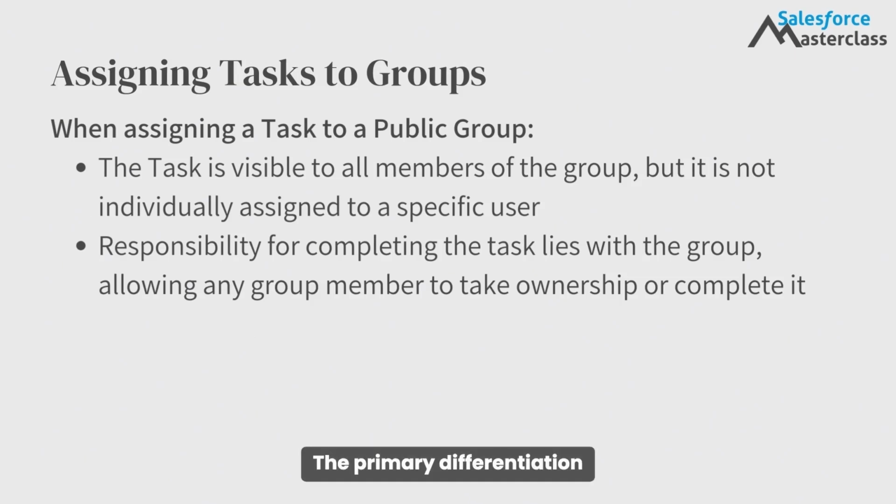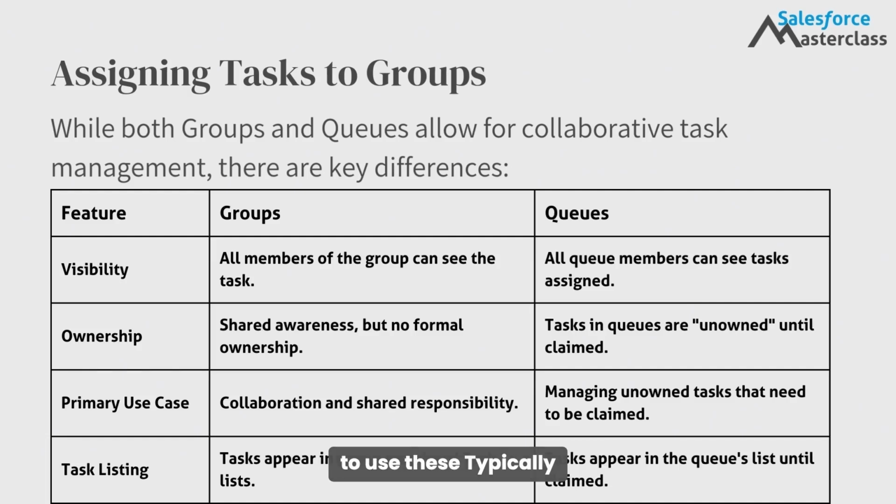The primary differentiation lies in how you train your users to use these. Typically, you'll assign a task to a group when there's existing collaboration and shared responsibility. You'll assign a task to a queue when there's a process. You'll assign tasks to a queue when the business process requires managing unowned tasks that need to be claimed.